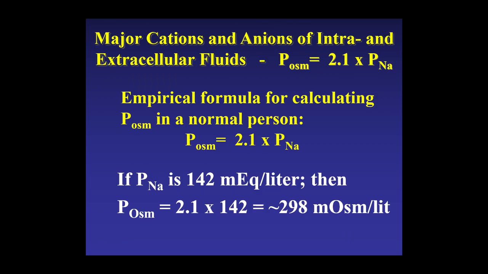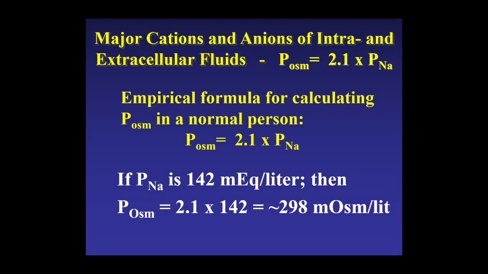Yes? To multiply by 2.1 because of the dissociation of sodium chloride? No, because somebody went to the lab and changed the concentration of sodium in the plasma. He made it 142, then he measured the osmolality. Then he made it 140, he measured the osmolality. He changed it within the normal values, and they found out that the constant you need to multiply the concentration of sodium with to get the osmolality is 2.1. This is empirical. Usually we find that out by experiments.